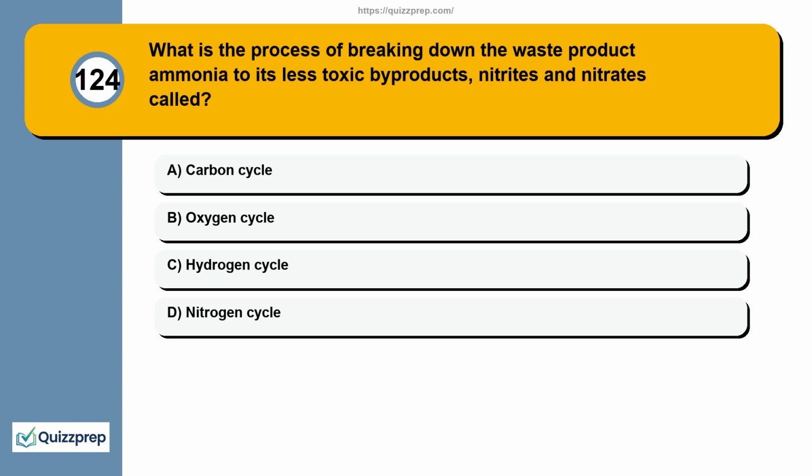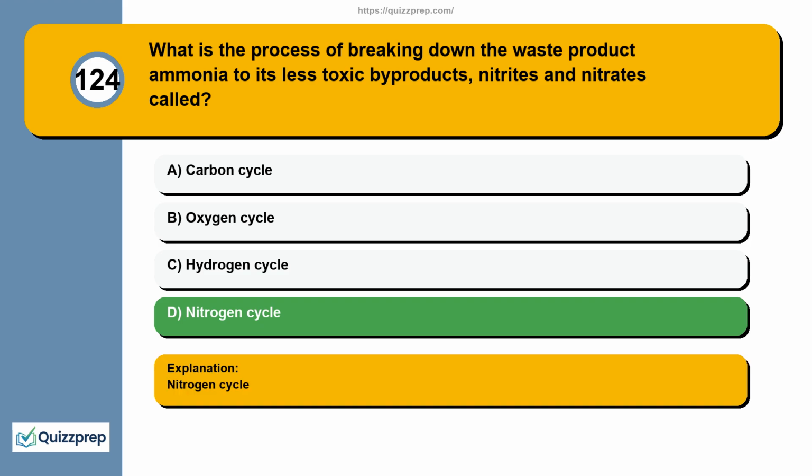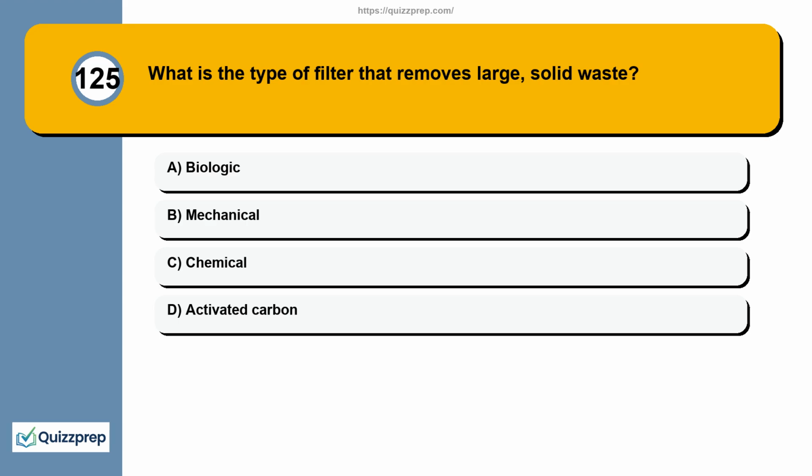Question 124. What is the process of breaking down the waste product ammonia to its less toxic byproducts, nitrites and nitrates, called? Option A, carbon cycle. Option B, oxygen cycle. Option C, hydrogen cycle. Option D, nitrogen cycle. The correct answer is option D, nitrogen cycle.